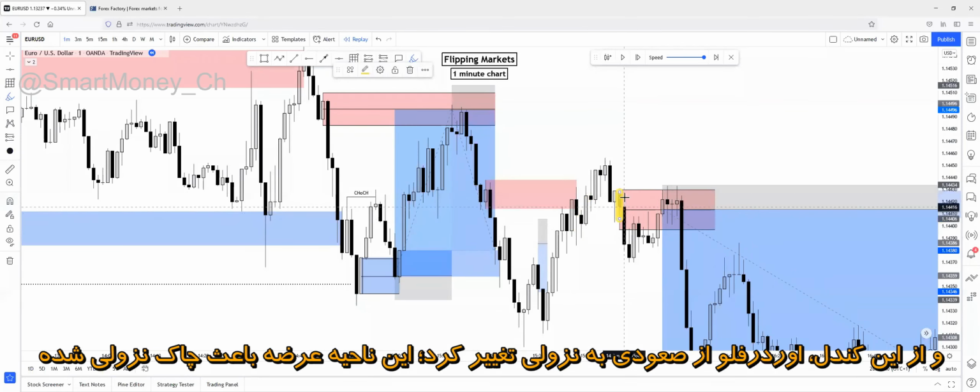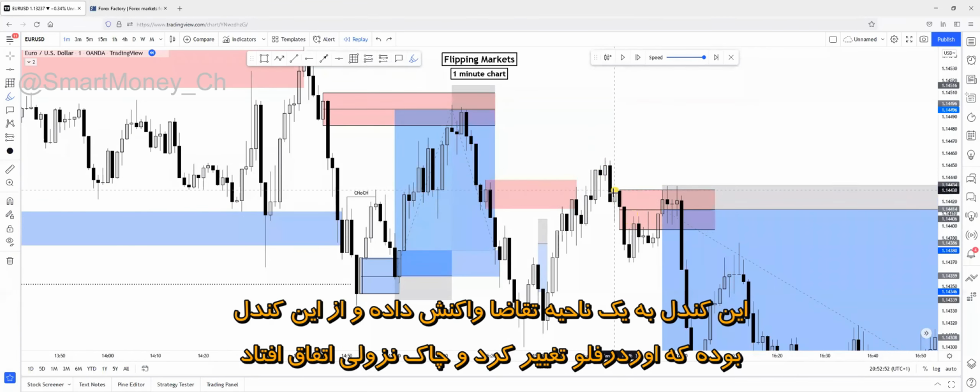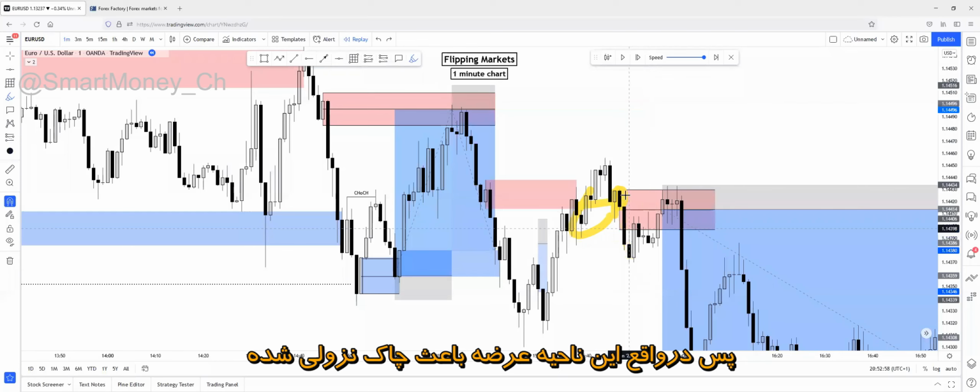And from this candle, the order flow has shifted to bearish from bullish. This was the character changing supply zone in this case. This literally did nothing. It just created a downside candle. This candle reacted on some sort of demand zone, and from this candle, the order flow was shifted and the character was changed. So basically, this is our character changing supply zone right here.